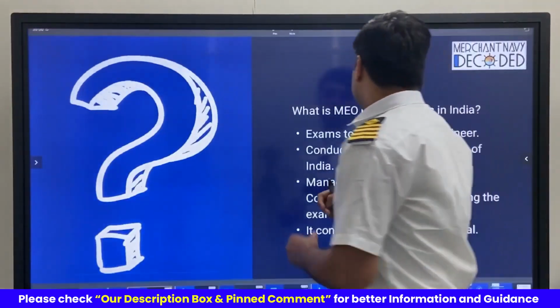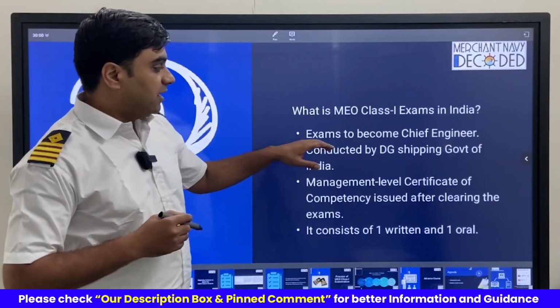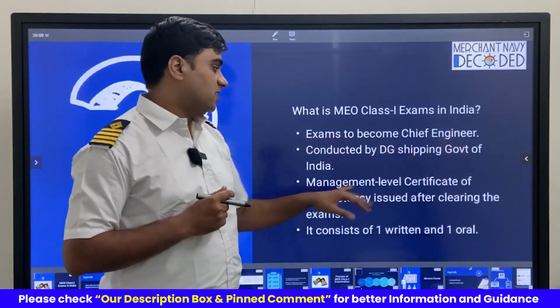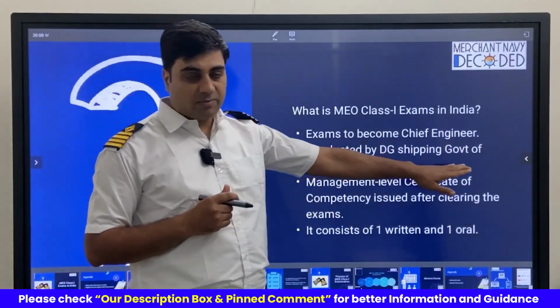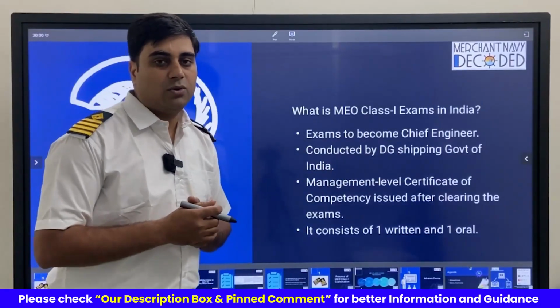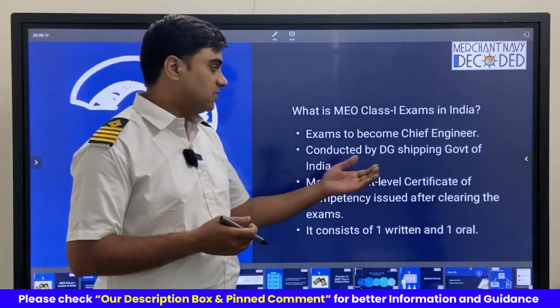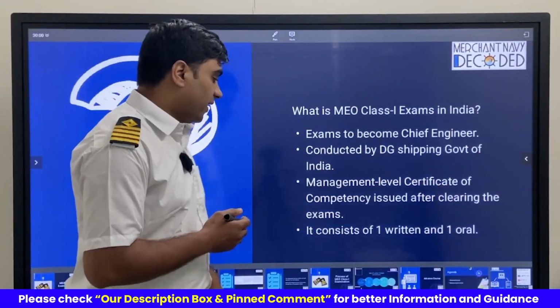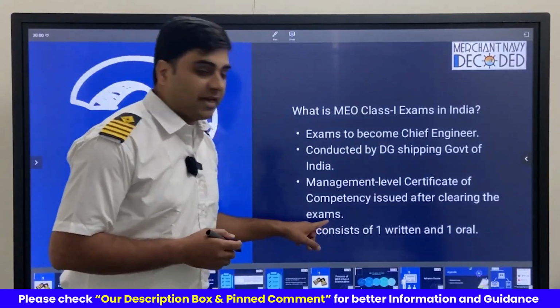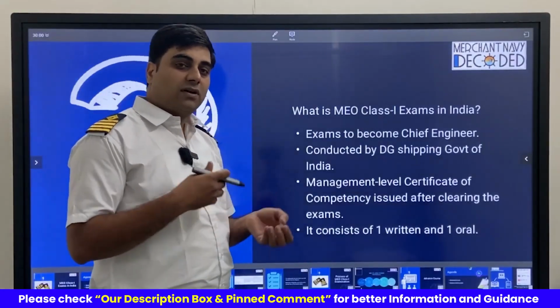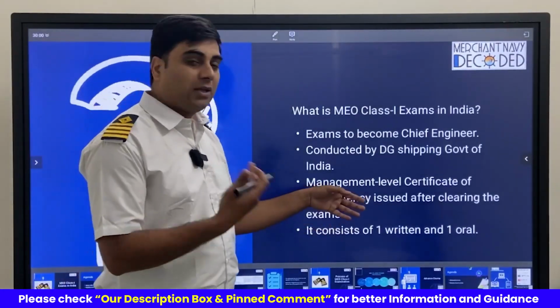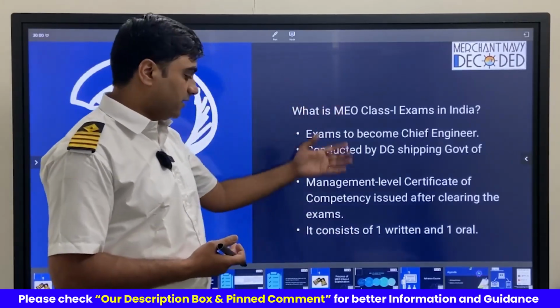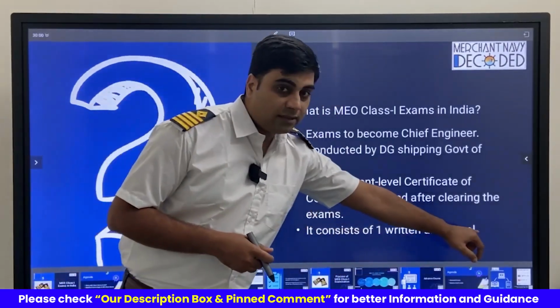So what is the MEO class 1 exam in India? It is an exam to become chief engineer, which is conducted by DG Shipping, Government of India. That's how we know, because the COC is issued by the DG Shipping. It is a management level certificate of competency issued after clearing the exam. The exam pattern is written as well as oral. Once you clear that, then we are eligible to get this certificate. It consists of one written and one oral.